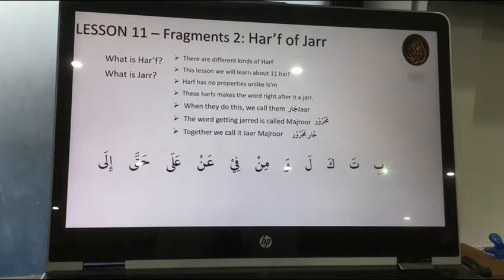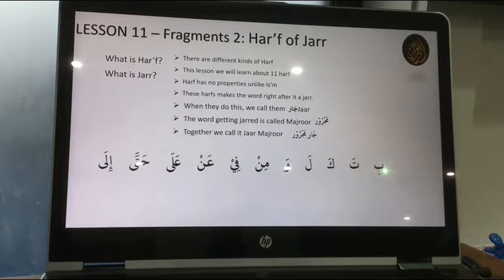If I say from the house. Minal baiti, excellent, very nice. Minal baiti, from the house. We cannot say minal baitu, right? We cannot say minal baita. We have to say minal baiti.